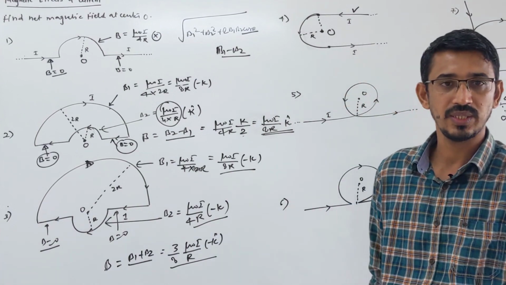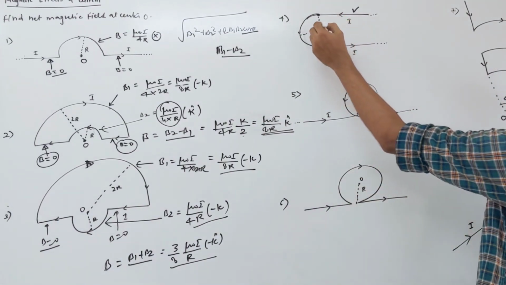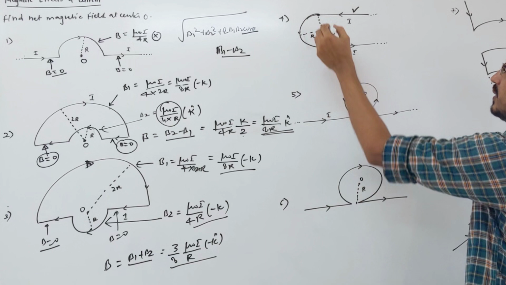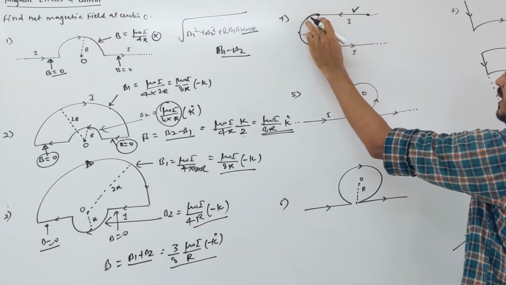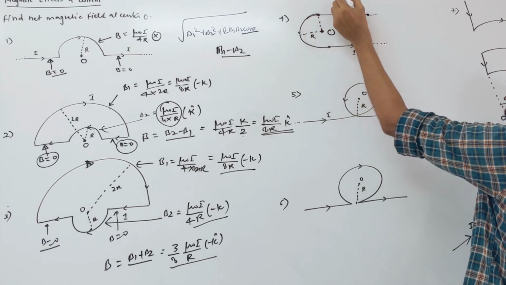So net field was directly 0. But look in this case, this point is at the end of this wire. This long wire is from, suppose, from here to here. This is a long wire. So this point is what? At the end of the wire. Correct? For this wire I am talking.